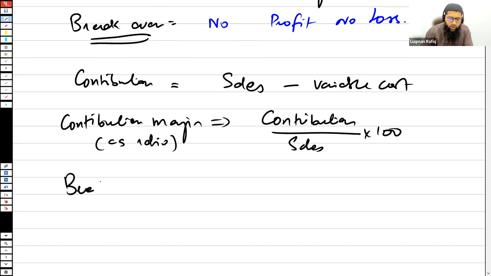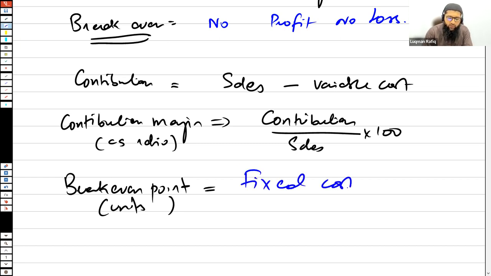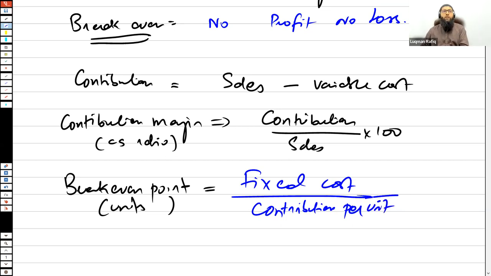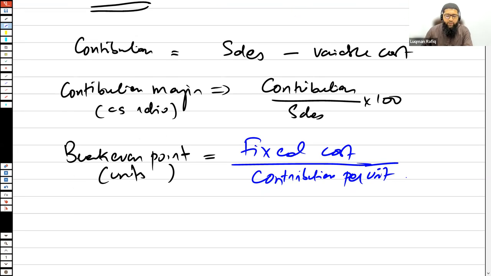So if we want to talk about the break-even point, if you want to calculate the break-even point in terms of units, it is going to be the fixed cost divided by contribution per unit. That's what the break-even point is in terms of units.